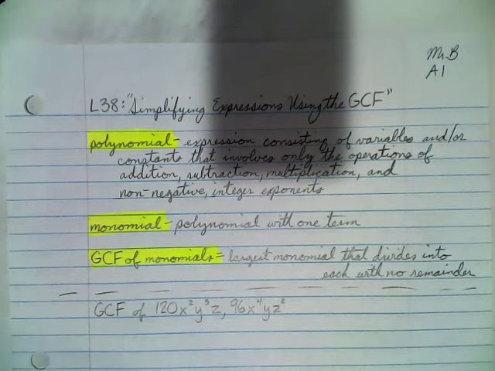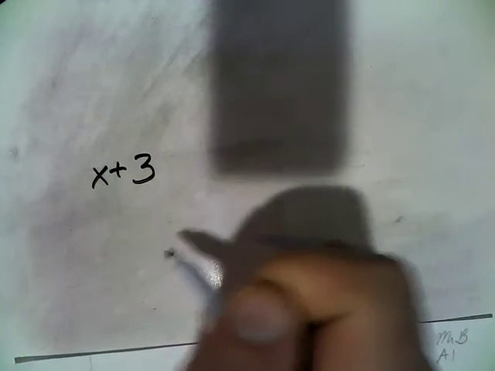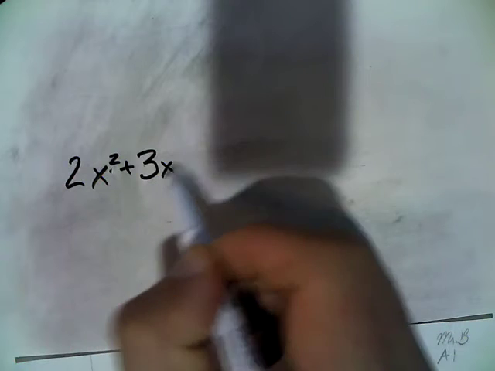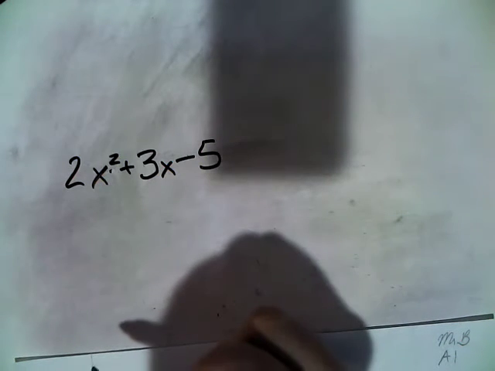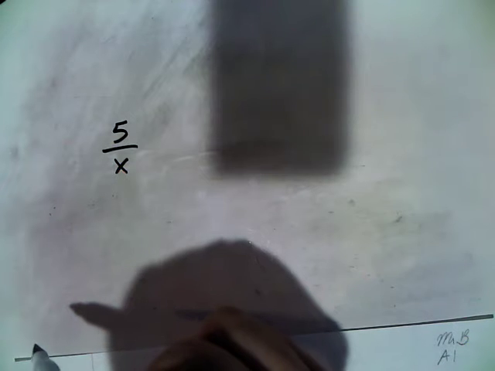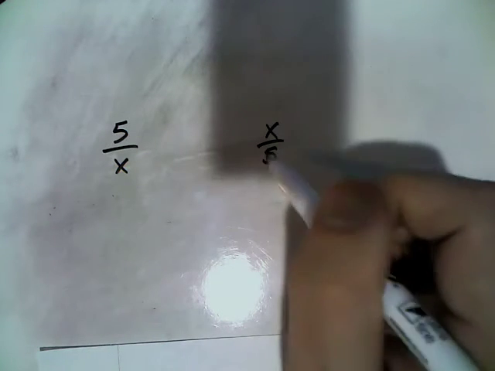And so essentially what the important part here is, if I go to my dry erase board, is I can have things like x plus 3, that's a polynomial. I could have just x by itself, that's a polynomial. You could have 2x squared plus 3x minus 5, that's a polynomial. One thing that you can't have, however, is you cannot have x in the denominator. That's not allowed.